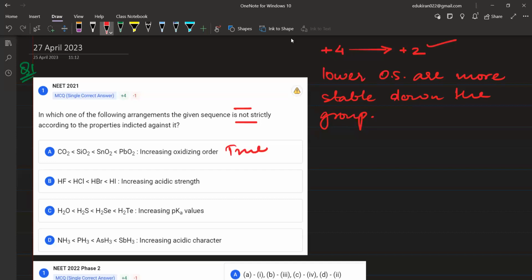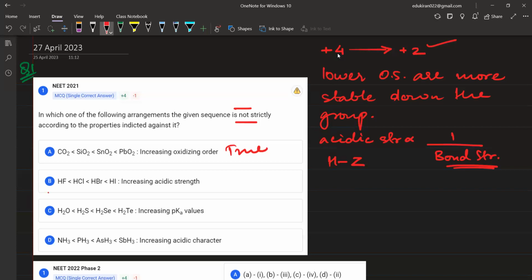Whenever you have to look at acidic strength, you will see whether you have hydrogen directly attached to a nonmetal or OH attached to a nonmetal. If you have hydrogen directly attached to a nonmetal, then acidic strength is inversely related to the bond strength. If you have a weak bond between hydrogen and the nonmetal, then this hydrogen can be easily removed, and if it is easily removed, that means it is a good acid.